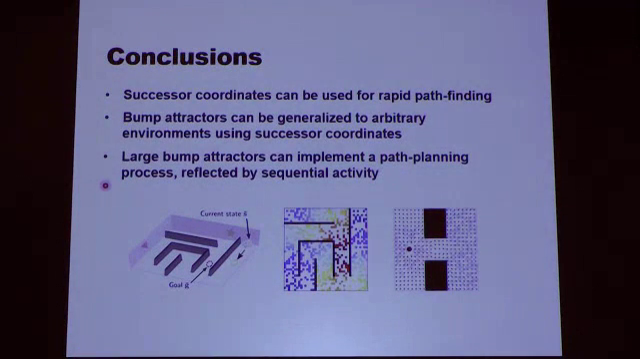So what these successor coordinates give us is a means of rapid pathfinding between different positions within a particular environment, and also a means of generalizing these classical bump attractors to more complicated environments involving walls and obstacles. And then finally, when we develop this low-dimensional truncation resulting in these larger bump attractors, these could implement a long-distance pathfinding process between distant points within an environment, reflected in sequential activity, as we see in the hippocampal representation.